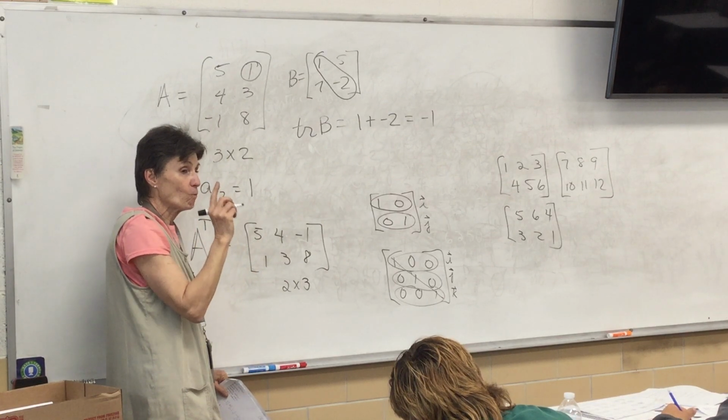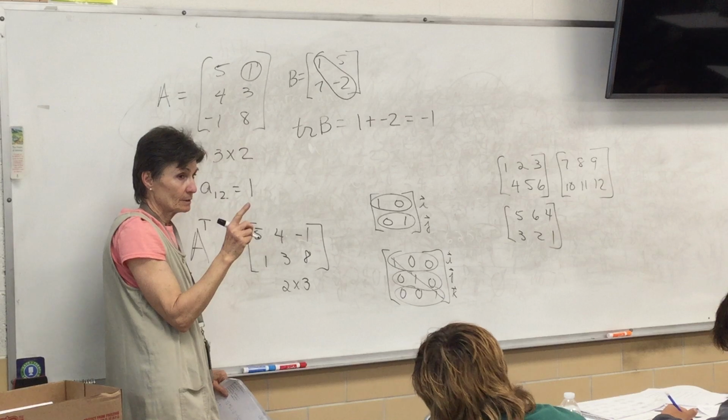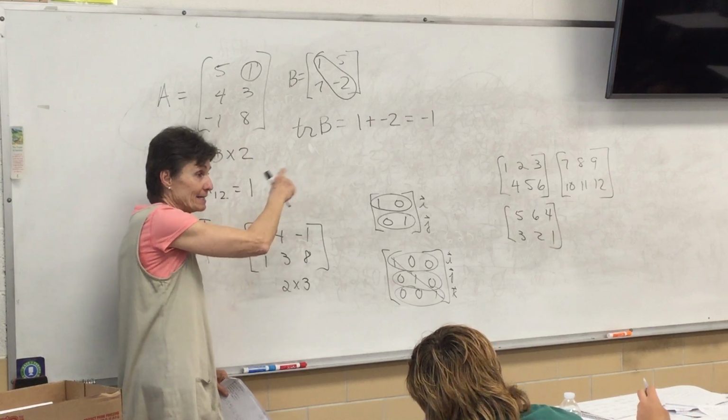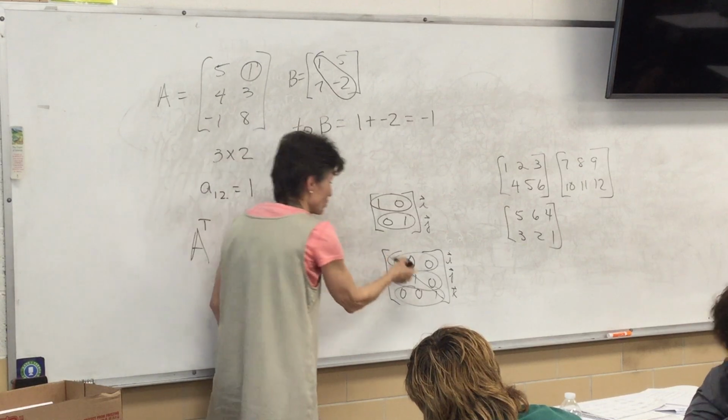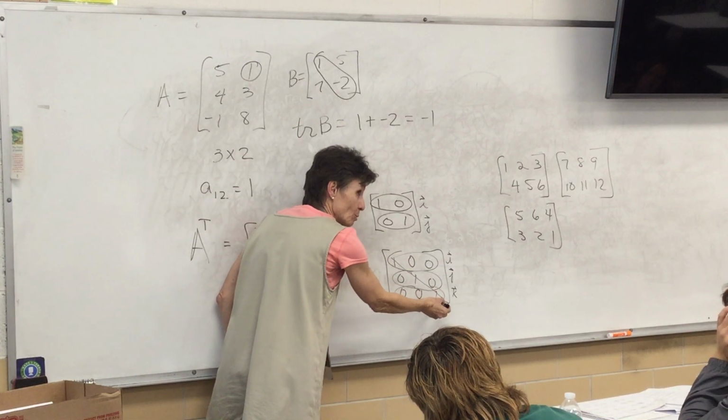Now, I'm going to give you the formal definition. This is how you find it. You just add these numbers right here. If it's a bigger matrix, you would add all these. So the trace of this one would be 3.